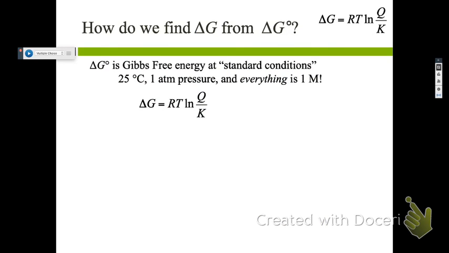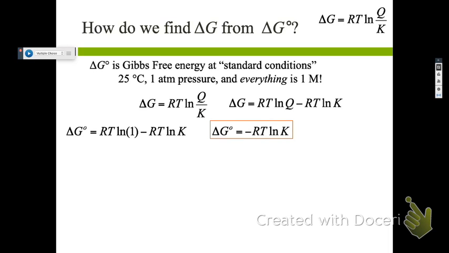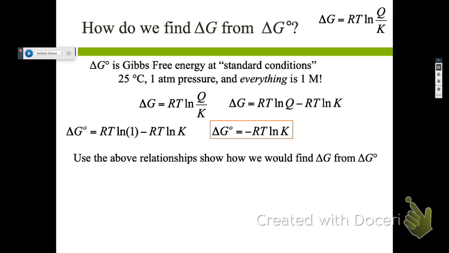So let's take a look real quick. We already walked through this before, right? So we said that Gibbs free energy at standard conditions is simplified to minus RT ln K. So then what does this equation become if we substitute this for this guy? Have you guys used that version of the equation yet?